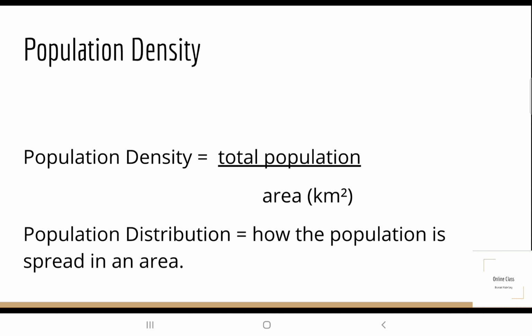There is also population distribution, which is not the same as population density. So population density is how many people there are in an area. The population distribution looks at how the population is spread out in an area. So it's not the same thing. If a question is asking you for population density, you want to be looking at the total population in an area. If a question is asking you about the population distribution, you want to be looking at how spread out the population is in a certain area.